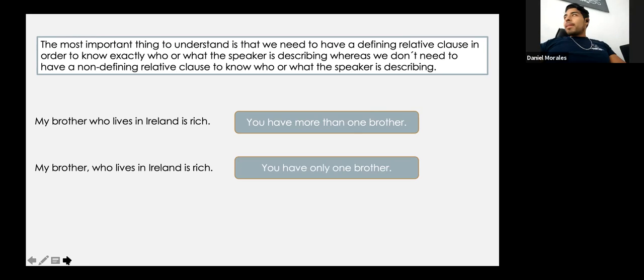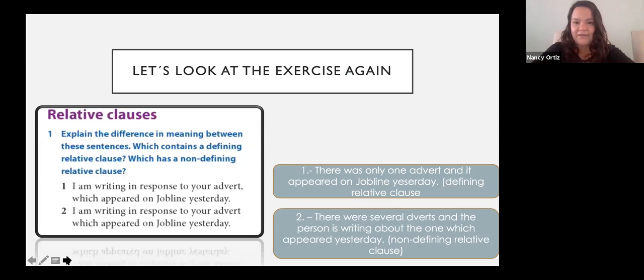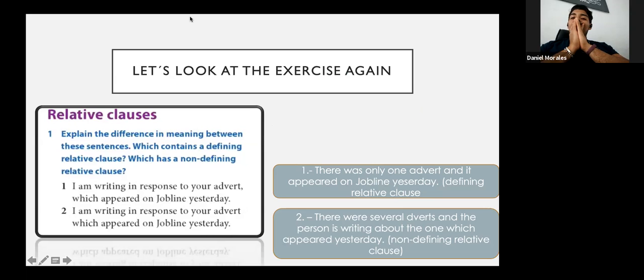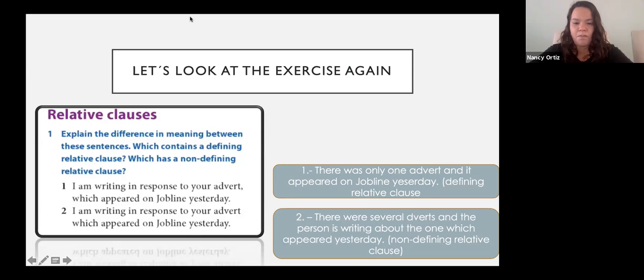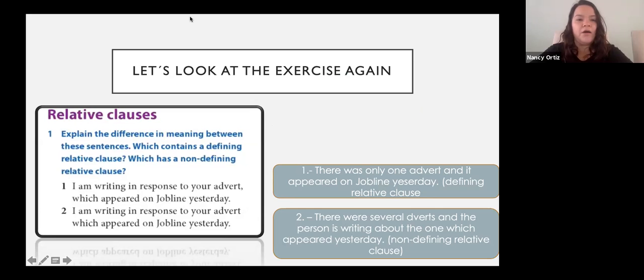Okay. Right? Now, let's take a look at this exercise again. Okay? Then, what is the difference? Who can explain the difference between these clauses now that we know the information? The difference, like identifying which is which? What do you see different now in the sentences? If you can explain to me the difference of those two.